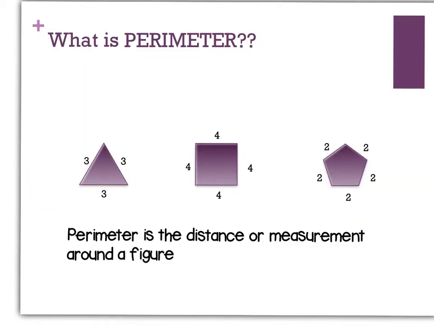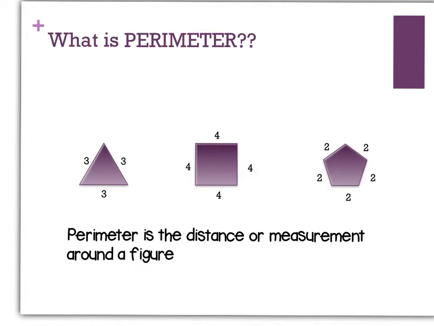Okay, what is perimeter? If you look at these three shapes, I have a triangle, I have a square, and I have a pentagon. And if you see, each of them has numbers by the sides. When you're finding the perimeter, you're looking for the measurement or the numbers that are at each side of the polygon or the shape. The perimeter is the distance or measurement around the figure.